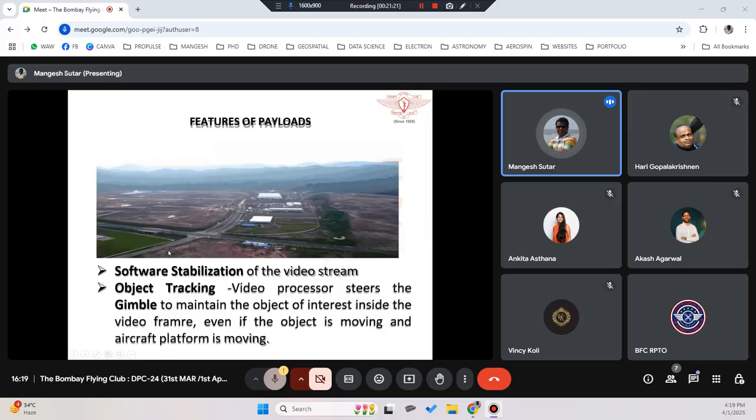Okay, the moment you lock a particular object or a particular face or particular person, it will keep on tracking, and that's how the cameras we use nowadays, the RGB cameras with AI features and all, have become more and more smarter.